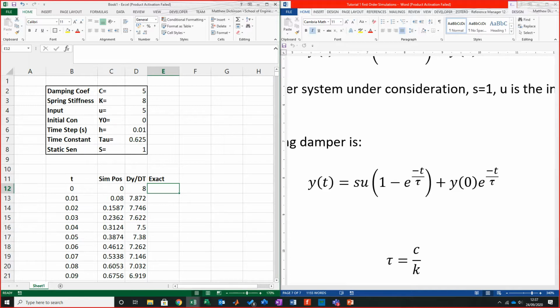So, big steps. Equals. It's a big one. We're going to go static sensitivity, F4. Look at this, S never changes. We're going to multiply by our initial input. Again, initial input never changes, F4. We're going to multiply that.